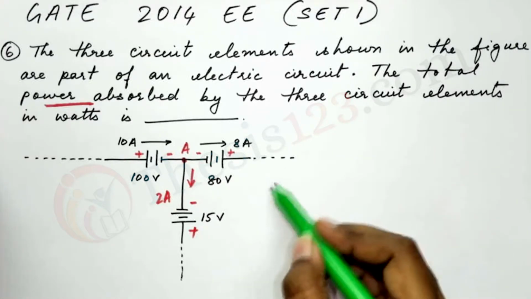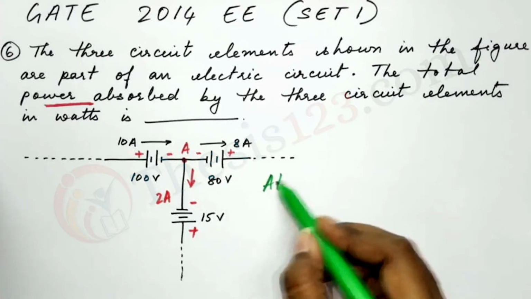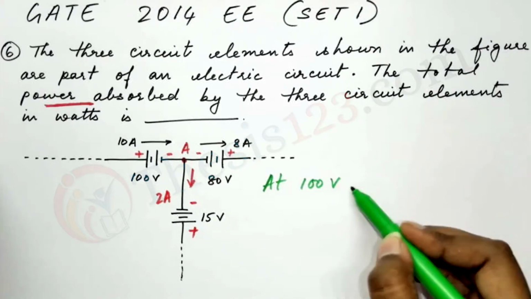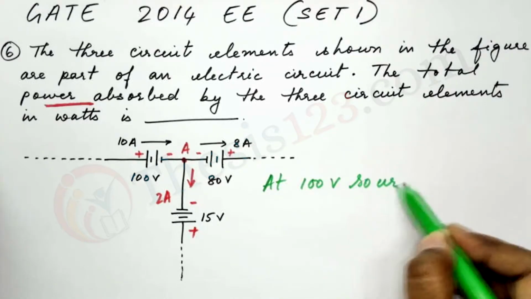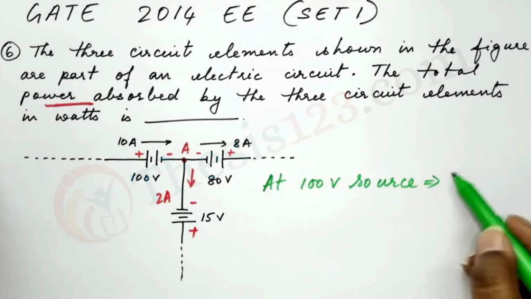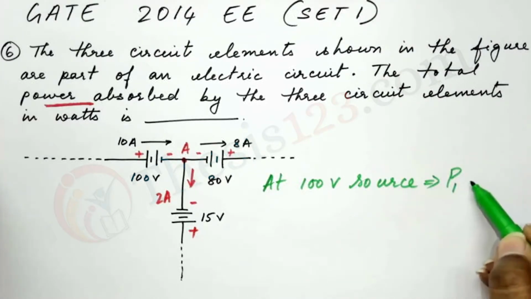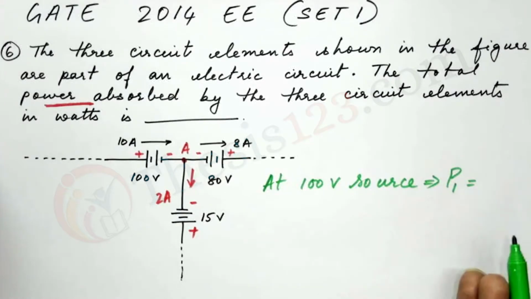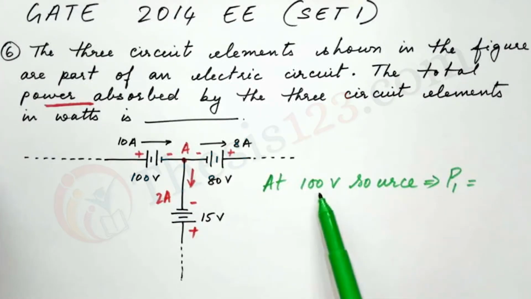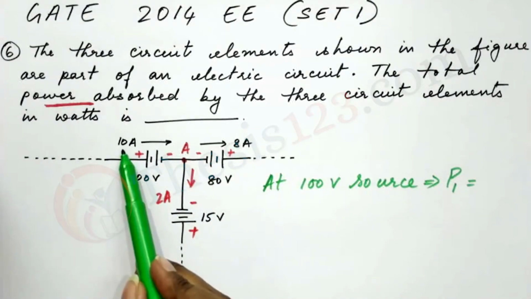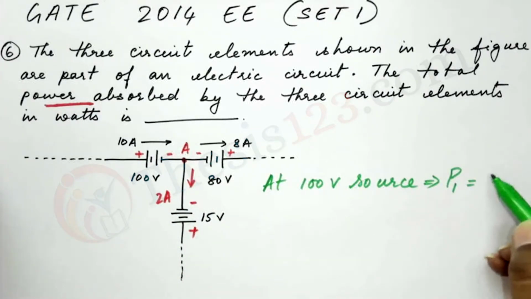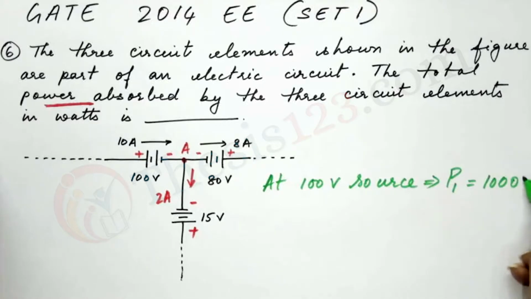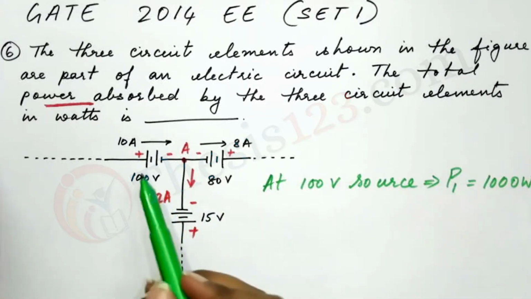Okay? So first, at the 100-volt source, what is the power? Let's call that P1. Now we know the very basic formula of power, that is the product of voltage and current. So here it would be 100 times the current, 10. So 100 times 10 is 1000 watts. That's the power at the first source.